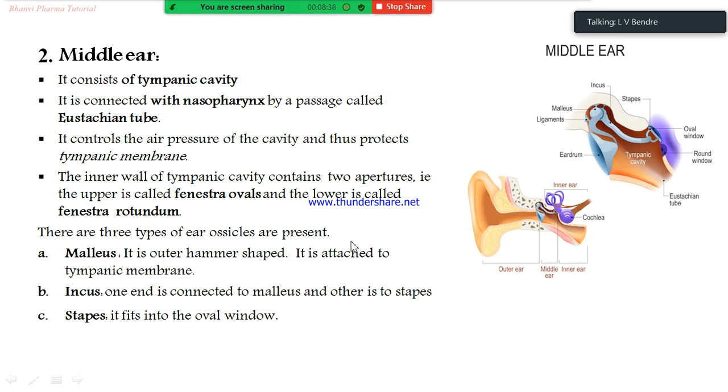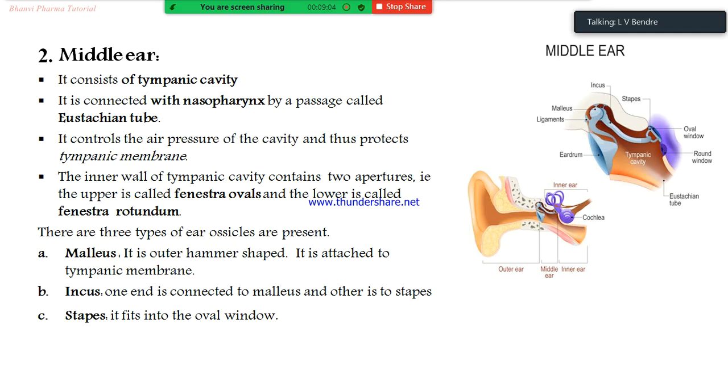Next, in the middle ear, there are three types of ear ossicles. Ossicles means they contain bone. The first one is the malleus. This is the malleus, the outer hammer-shaped bone.